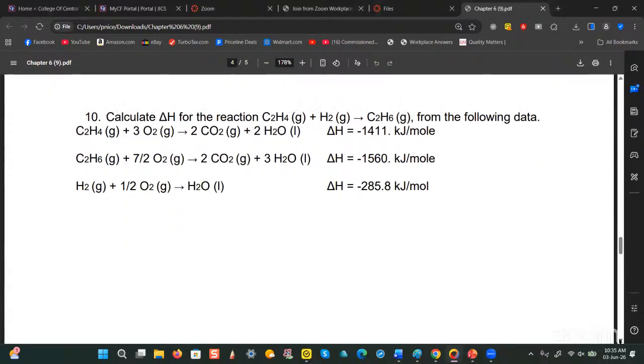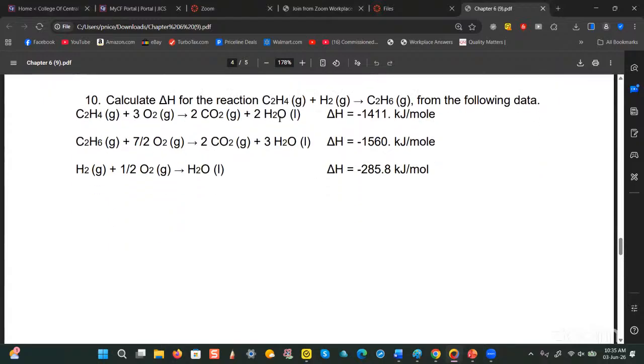Okay, let me hear what you have to say about this one. Again, they gave you one equation for which you're asked to determine delta H, and then you're given three equations and their corresponding delta H values. Okay, so let me hear your ideas about this one. How would you go about it? What would be the first step in solving this problem?